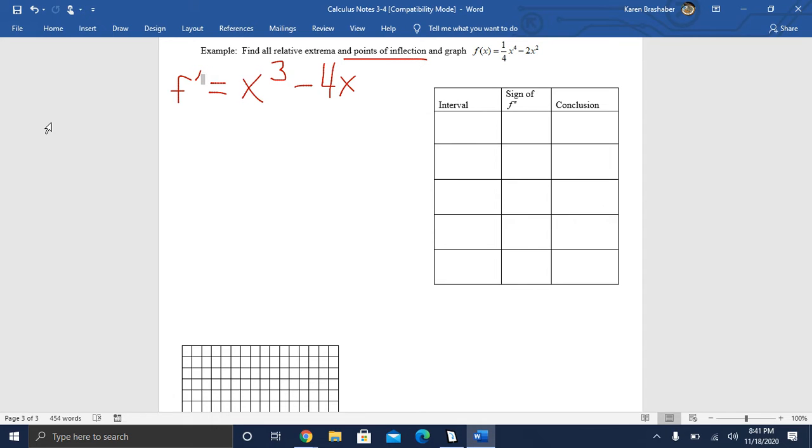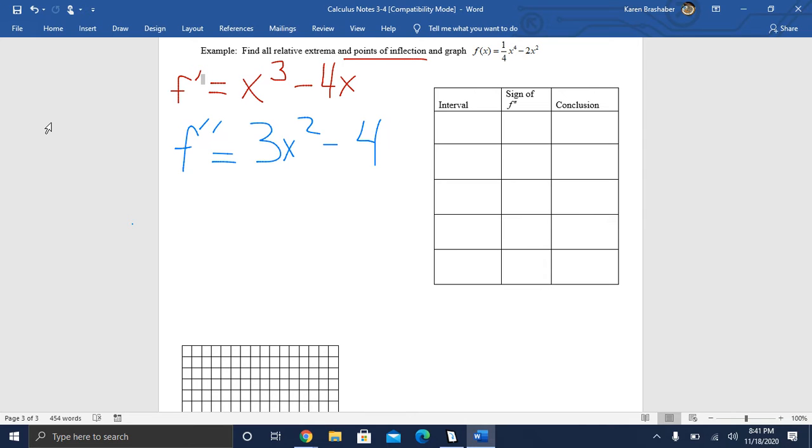I'm going to go ahead and concentrate just on finding the points of inflection. So we'll do f double prime. And so for f double prime, we'll have 3x squared minus 4. So hopefully you see these as relatively easy derivatives to do.